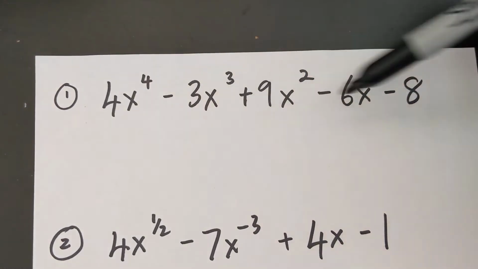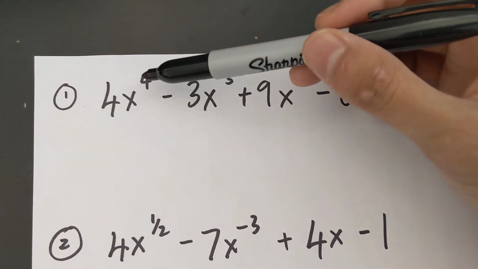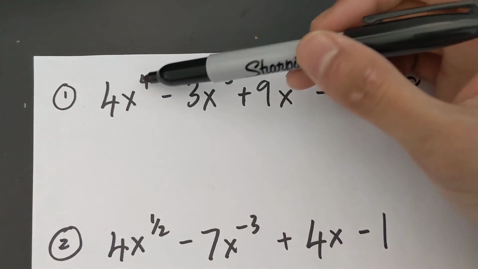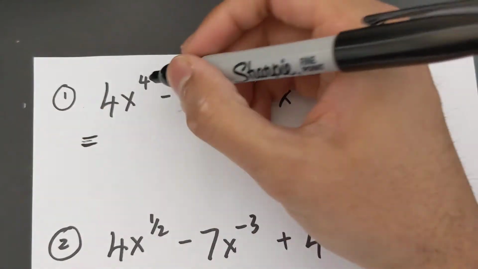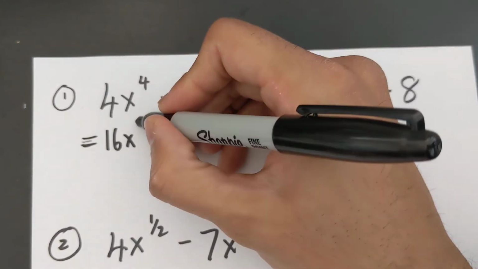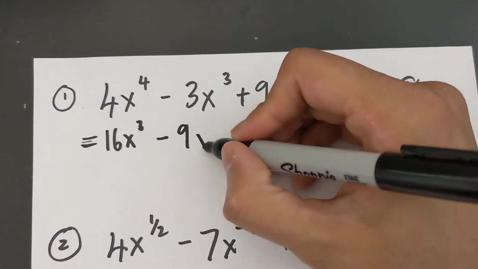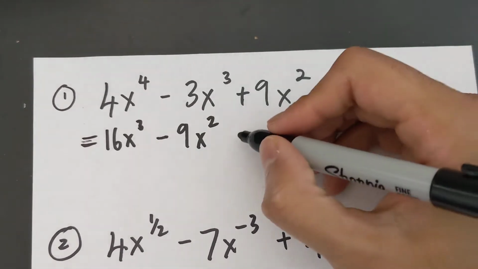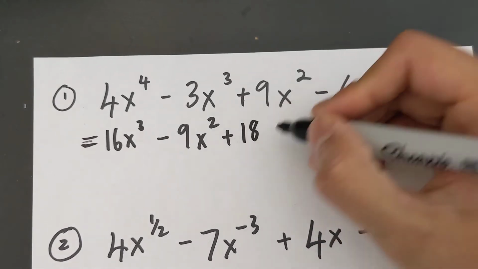Okay, so in question number 1, it's pretty simple differentiation. To differentiate, you just have to multiply these two numbers and subtract your exponent by 1. So 4 times 4 is 16x, and if I subtract 1, it becomes 3. 3 times 3 is 9. Subtract 1, it becomes squared. 2 times 9 is 18.